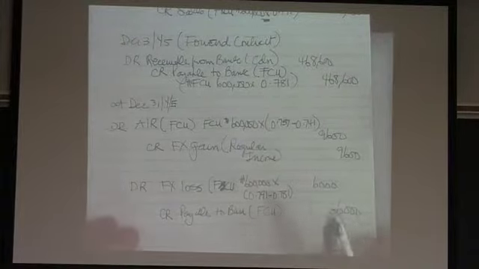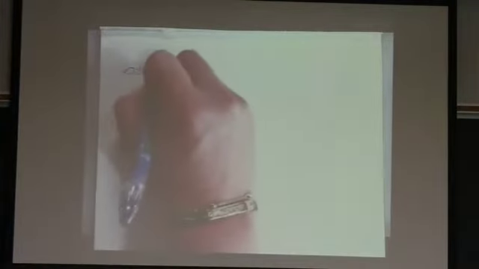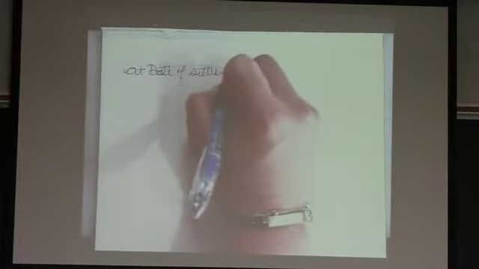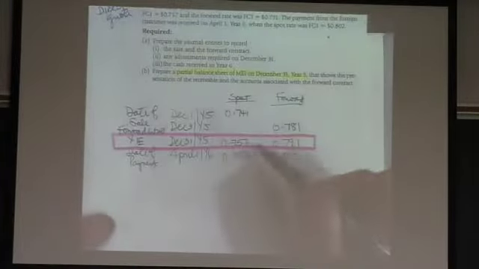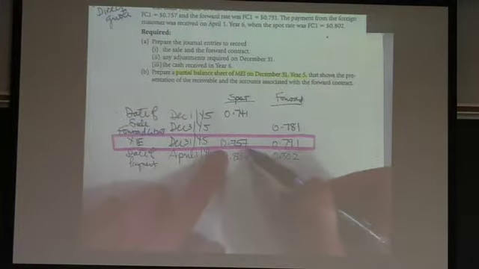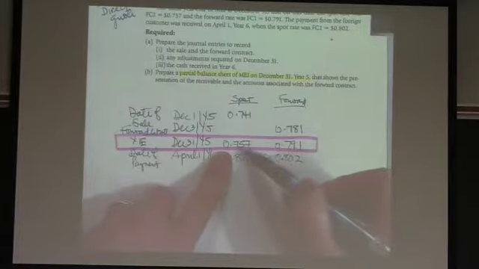Now, let's do the settlement date. So this is now at the settlement date. So at date of settlement, what happens? Well, we're going to actually reflect the fact that our receivable is now higher, because now the exchange went from 0.757 to 0.802.